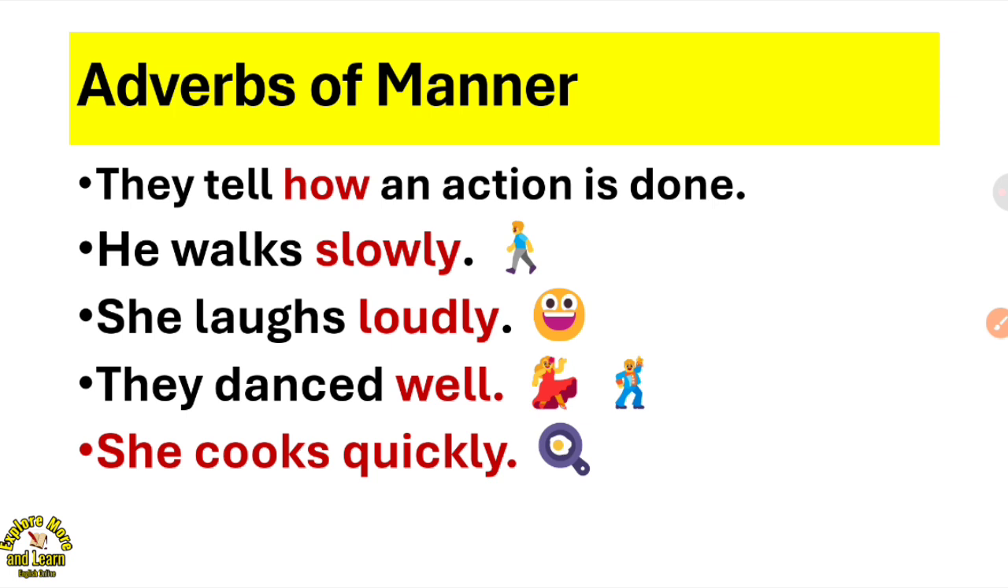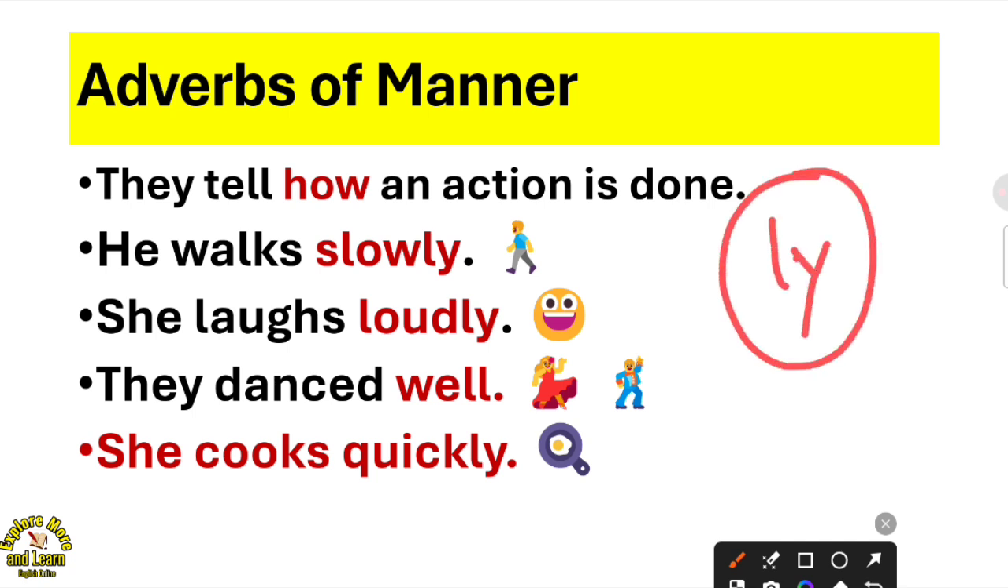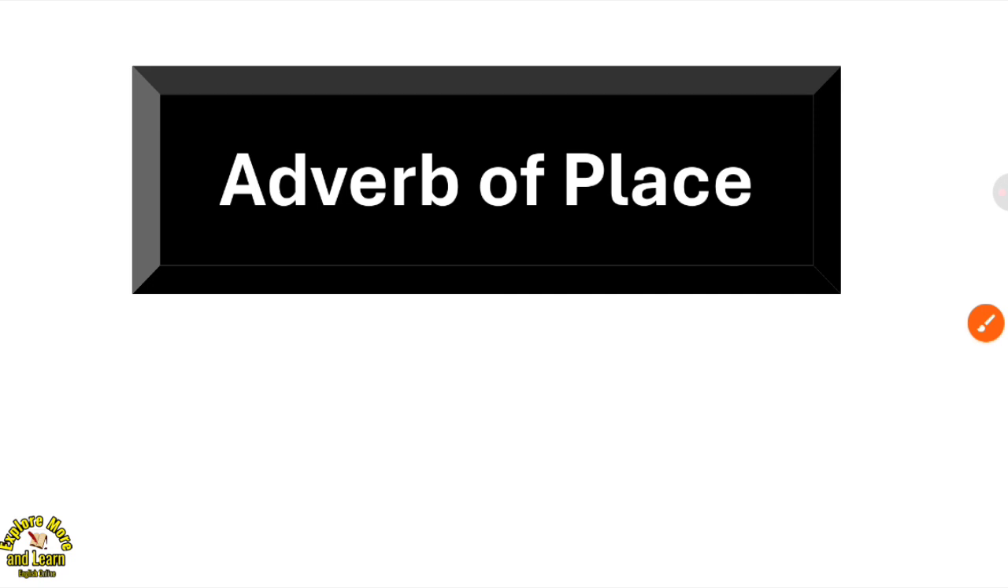So an easy tip is this: most of the times adverbs of manner end with ly. Okay, slowly, loudly, quickly, in this way, bravely, softly. So you remember that most of the times, not always, but most of the times, we have adverbs of manner ending with ly. Okay. Now another type of adverb is adverb of place.